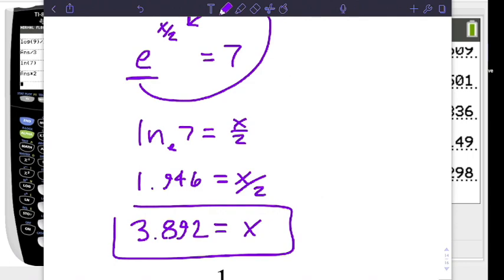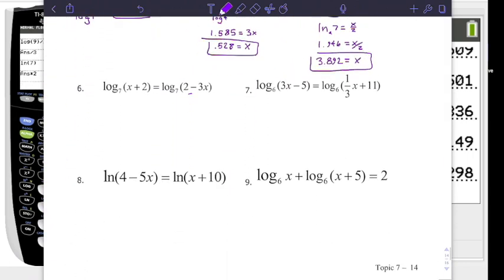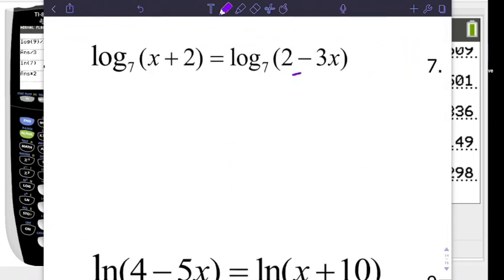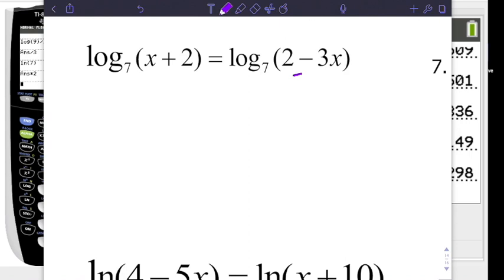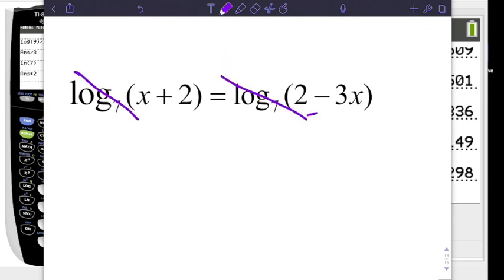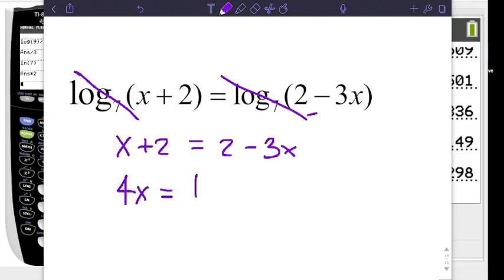Okay, that's a few of those. Just 4 more problems here. Almost done. If you got log base 7 of something equals log base 7 of something, you can essentially cancel the logs out and set what the numbers of the logs equal to each other. So I guess I'll add 3x to both sides. That'll give me 4x. And then subtract 2. That'll give me 0. And then divide both sides by 4.